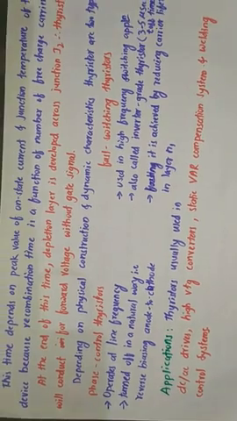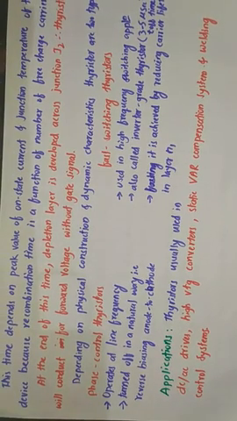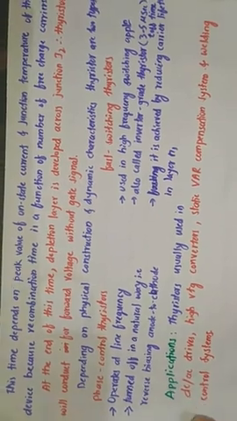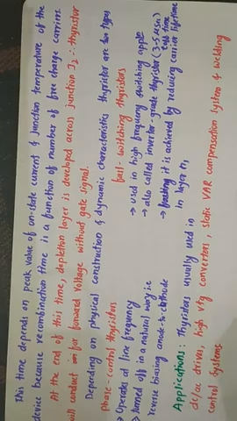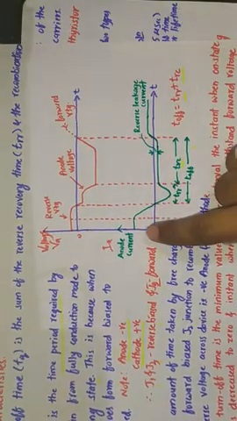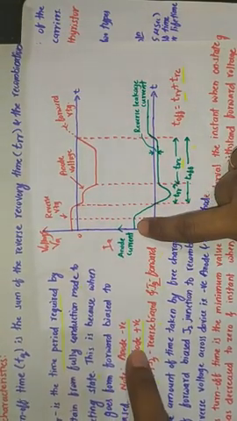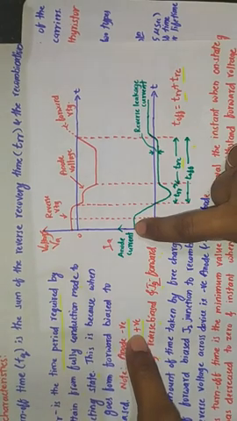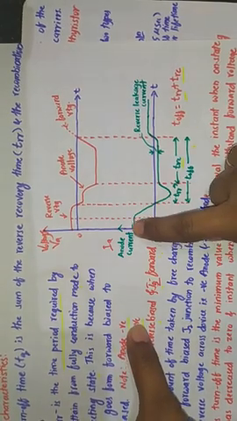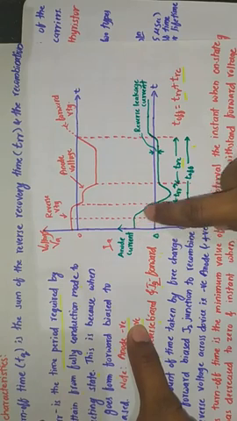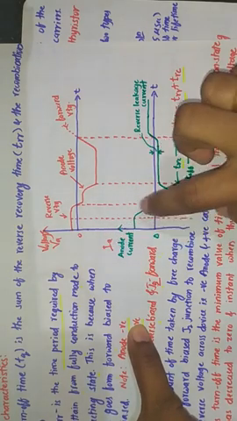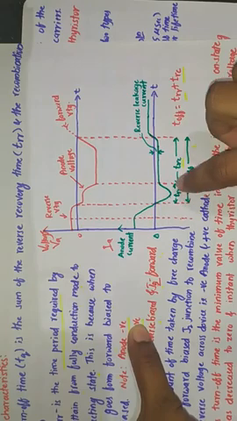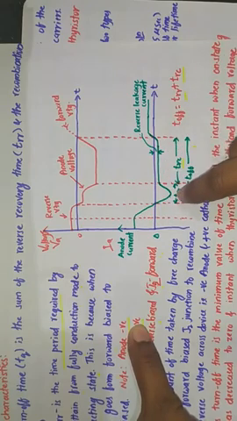This turn-off time depends on two factors. One is the peak value of on-state current. As you can see in this graph, the peak value of the current in the on state matters, because it will take a large time to recover. TRR will be large if a large anode current is there, so it will fluctuate more here. The TRR settling time will be more for this.